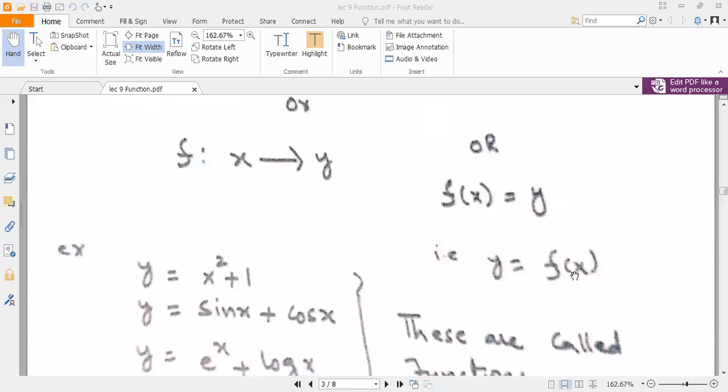This X is called the independent variable, meaning those variables from the set X are called independent or input, and Y is called the dependent variable, or this depends upon the X. Whatever input X you put, you will get an output. Output depends upon this input. This is the independent variable, this is the dependent variable.